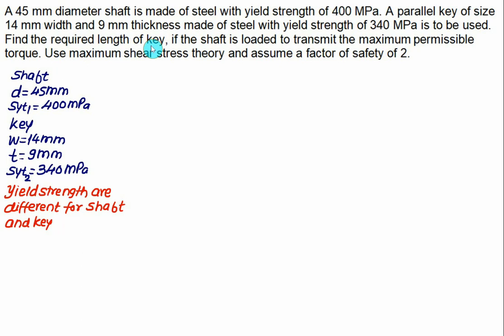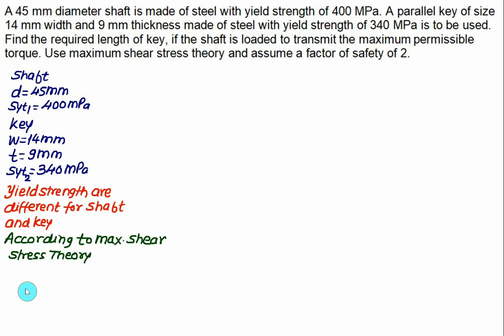Find the required length of the key if the shaft is loaded to transmit the maximum permissible torque. Again, you have to equate the torque transmitted with the torque transmitted on the basis of shear, and secondly the torque transmitted with the torque transmitted on the basis of crushing. Use the maximum shear stress theory and assume a factor of safety equal to 2.